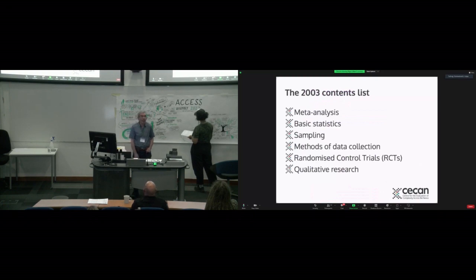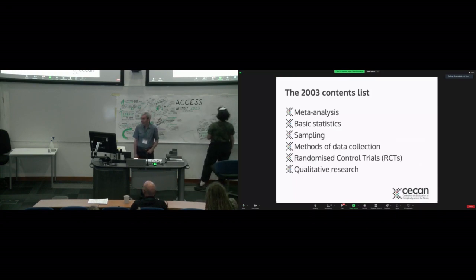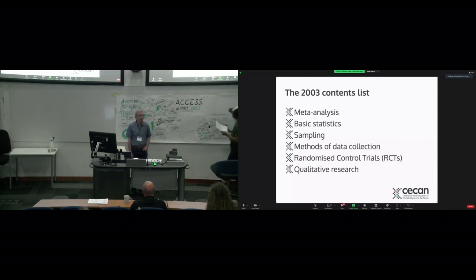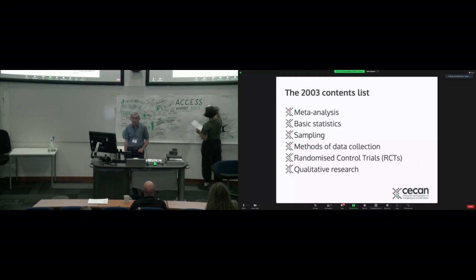And if we look at the contents list of the 2003 edition of the Magenta Book, this is what it says. It tells you about basic statistics, about sampling, about methods of data collection, about randomised control trials. In other words, its notion of what policy evaluation is very much like what one might do if one was testing a drug and evaluating the efficacy of a drug. Notice at the end there's a sort of nod to qualitative research.